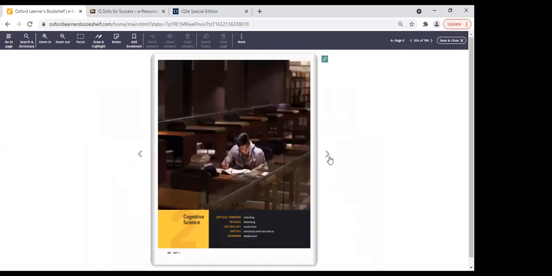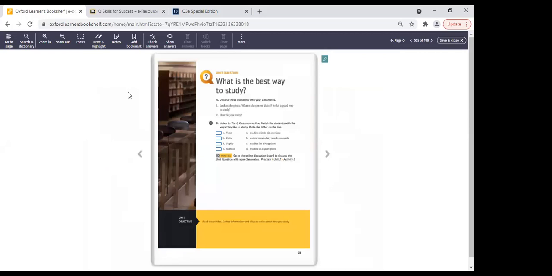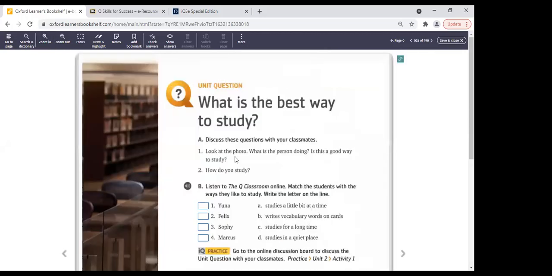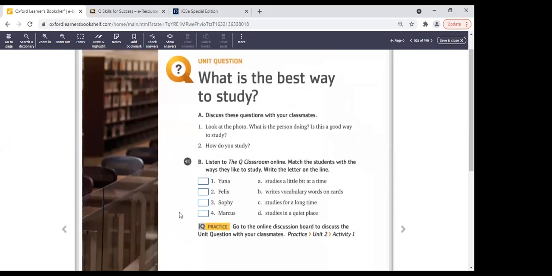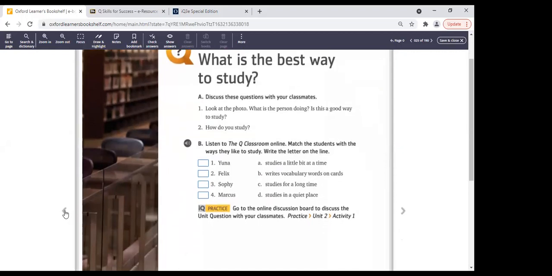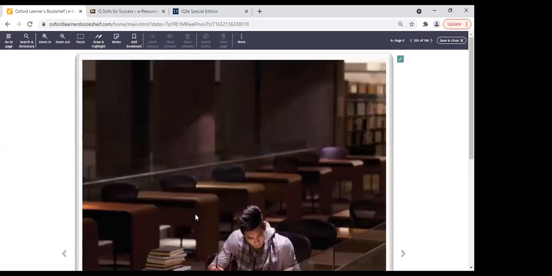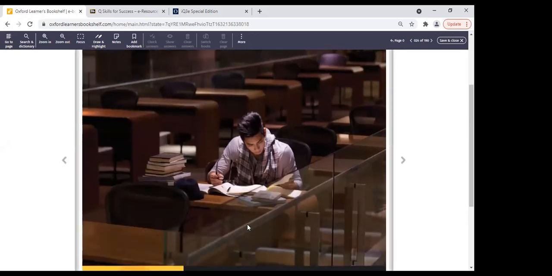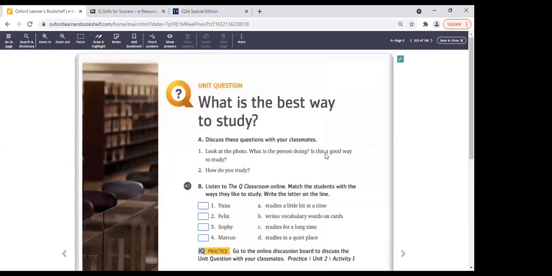Let's go to unit 2. Unit 2, looking at cognitive science. Our unit question is, what is the best way to study? Look at the photo. What is the person doing? Is this a good way to study? Why or why not? And the second question is, how do you study? Just raise your hands if you want to answer. If you don't want to answer, just put your hands down.